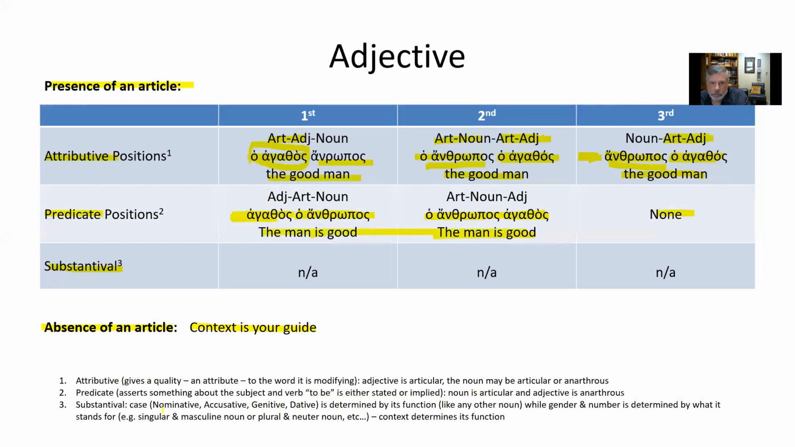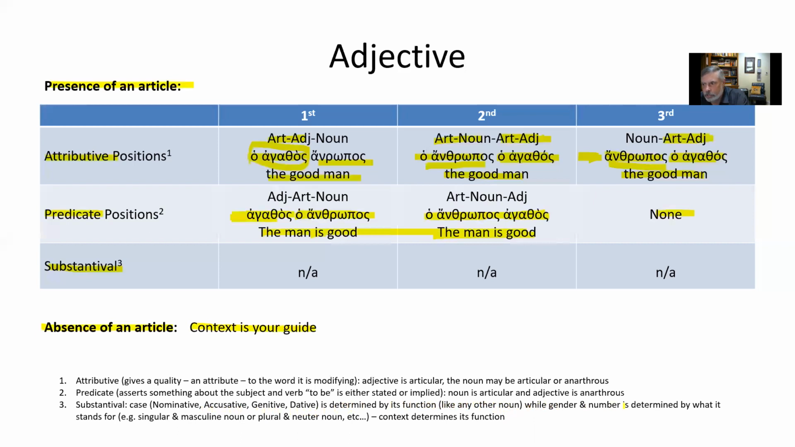For substantival, the case can be nominative, accusative, genitive, or dative. It's determined by its function, like any other noun. If it's functioning as a subject, it's going to be nominative. If it's functioning as a direct object, it's going to be accusative. Just like any other noun. So there's nothing really different. The biggest thing is there's not going to be a noun for it to modify.